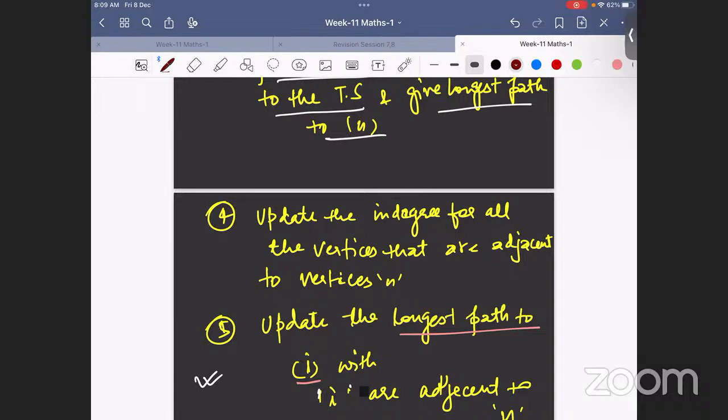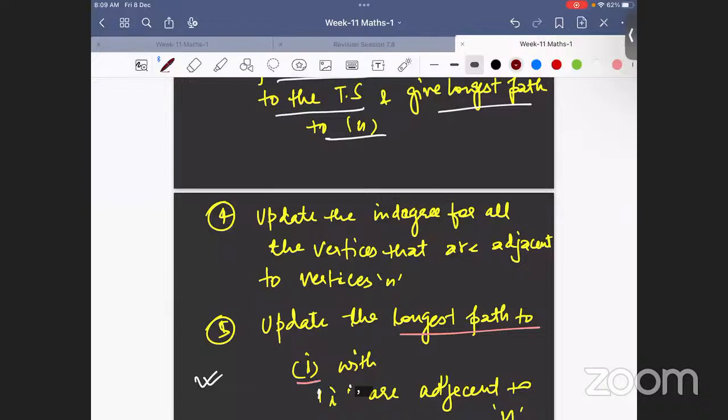Once you have removed that, you again update the value of in degree. After updating, you will see that you again get at least one vertex where the in degree is 0. Then repeat the procedure: take the vertex where the in degree is 0, write it in the topological sequence, remove the edges incident from that vertex, and update the in degree again. This is what you have to repeat in the topological sorting.